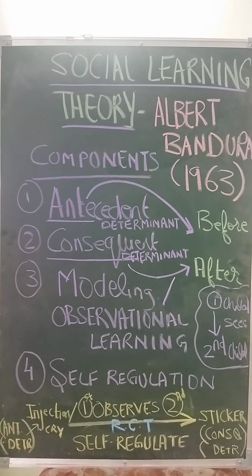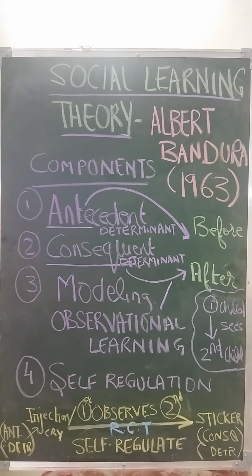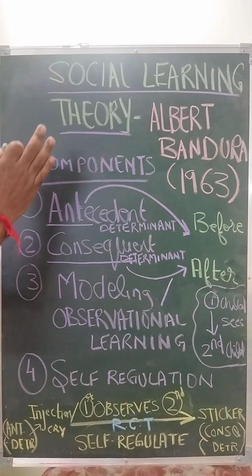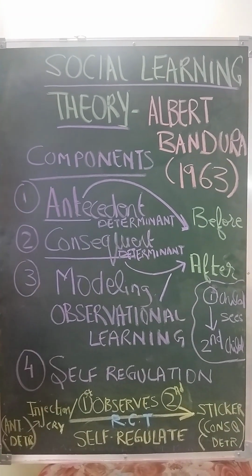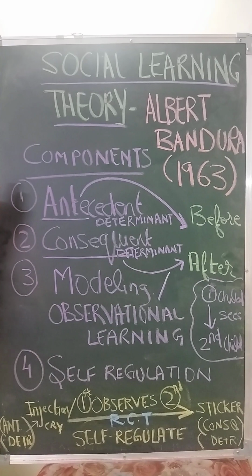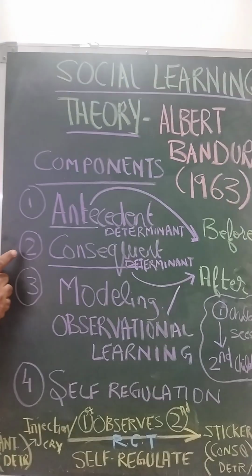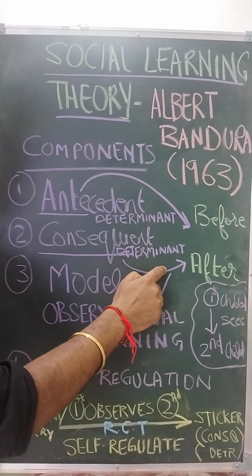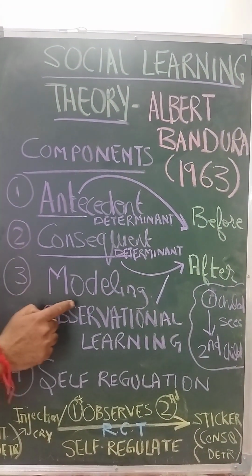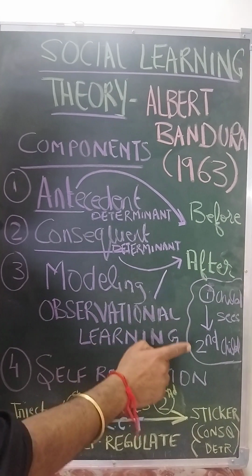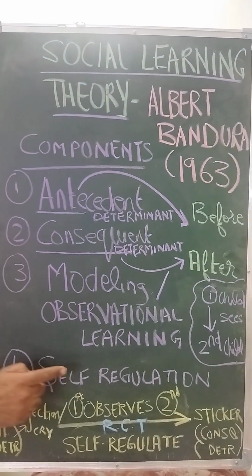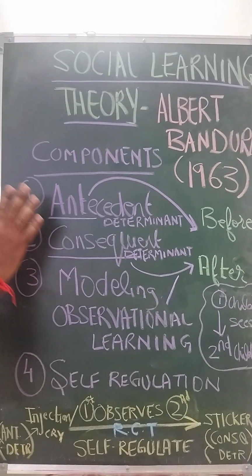Now we'll start with the second behavior learning theory, social learning theory. Social learning theory was given by Albert Bandura in 1963. He gave four components. First is antecedent determinant. Second is consequent determinant. Third is modeling, also known as observation learning. And fourth is self-regulation.